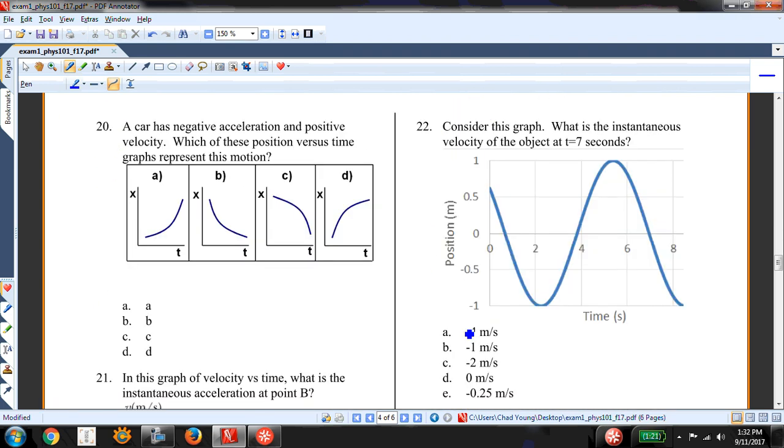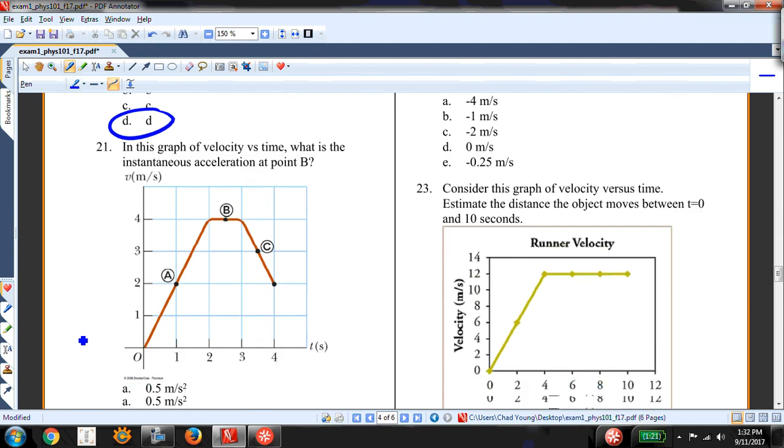Car has negative acceleration and positive velocity. Which of these position versus time graphs represents this motion? Negative acceleration and positive velocity. Well, because it has positive velocity, these go away. If it has positive velocity and negative acceleration, that means it's slowing down. So D, 20 is D.